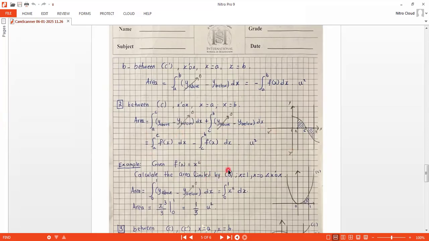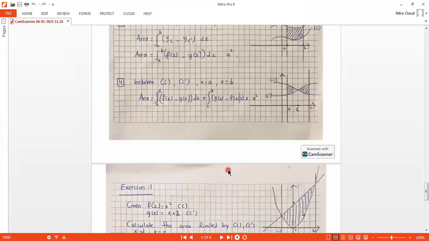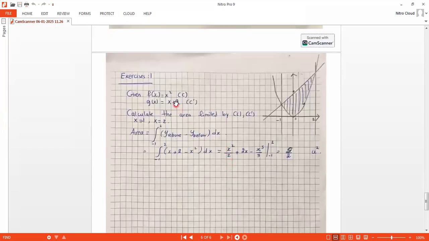I tried to put for you all the examples, but I'm going to solve only the last one for you. We have a function x squared of curve C, and we have another function x plus 2 of curve C prime. We need to calculate the area limited by the curve C and the curve C prime, and x equals minus 1 and x equals 2. This is the shaded area. Can you see it? The area of the shaded region. The area is from minus 1 to 2, y above minus y below. Which one is above? x plus 2 is above, and x squared is below.